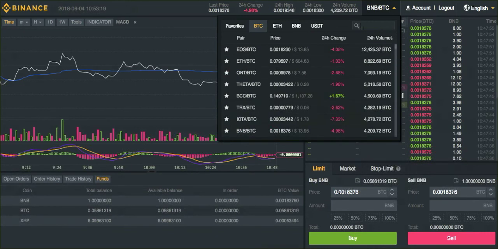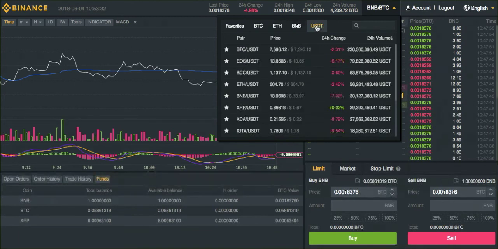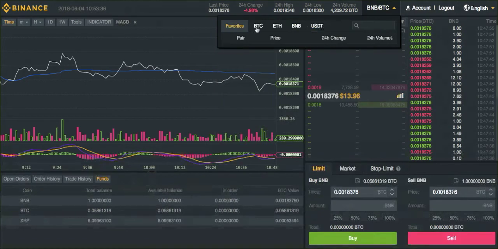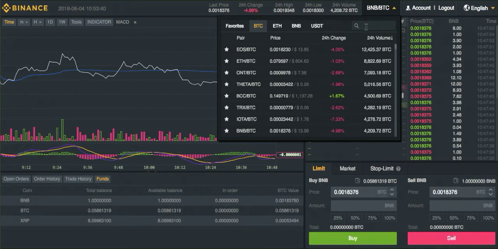So right now you can trade, you see? You can trade BTC, you can trade Ethereum, you can trade Binance currency, you can trade USDT, Theta. There is a lot you can do here, and you can make favorites, a list of those ones that you choose to trade with.